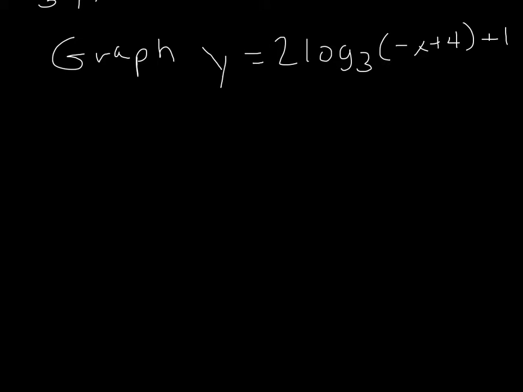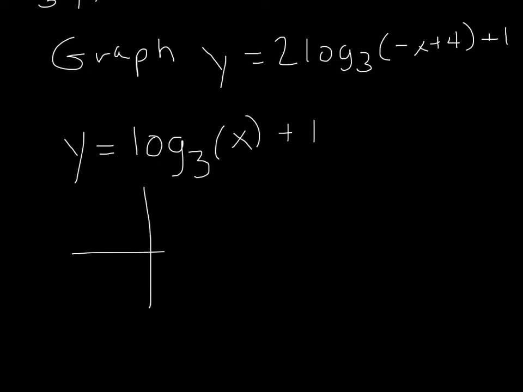The first transformation we're going to do is moving the graph up 1. So now what we'll do is graph the curve y equals log base 3 of x plus 1. So that's pretty much the same curve, except instead of having the point 1 comma 0, I have the point 1 comma 1. So everything just got shifted up 1.